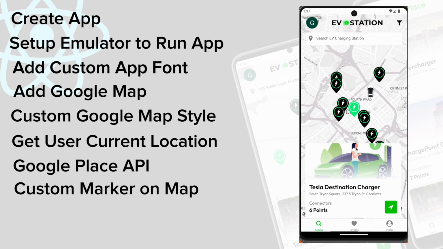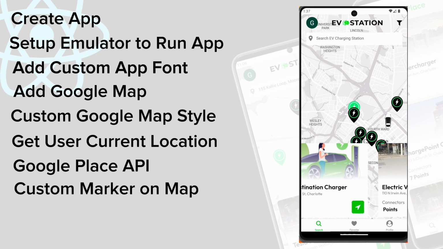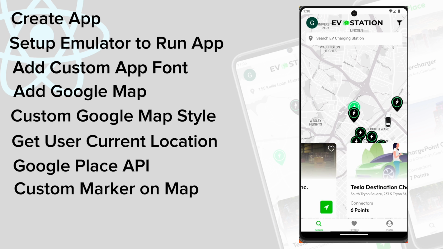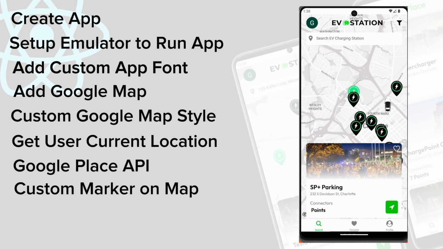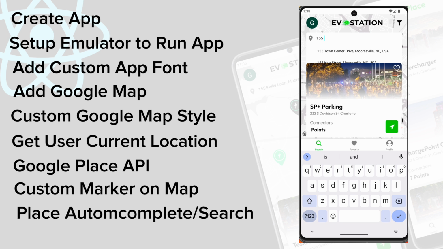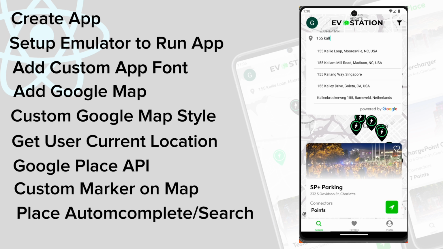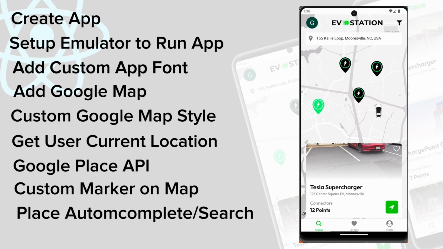Even if I click any of these markers, see the marker color is changing and immediately this place list also gets updated on the bottom side. Not only this, but we will also learn how to add the autocomplete functionality. If I want to search some address, you will get suggestions from Google, and I will teach you how to implement that autocomplete functionality. And if I click any of these, immediately you will be redirected to that location and all the nearby charging stations will be displayed on the screen.